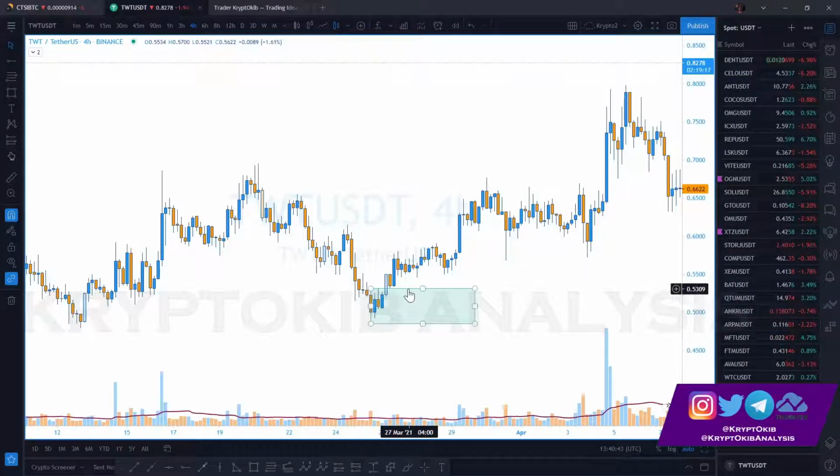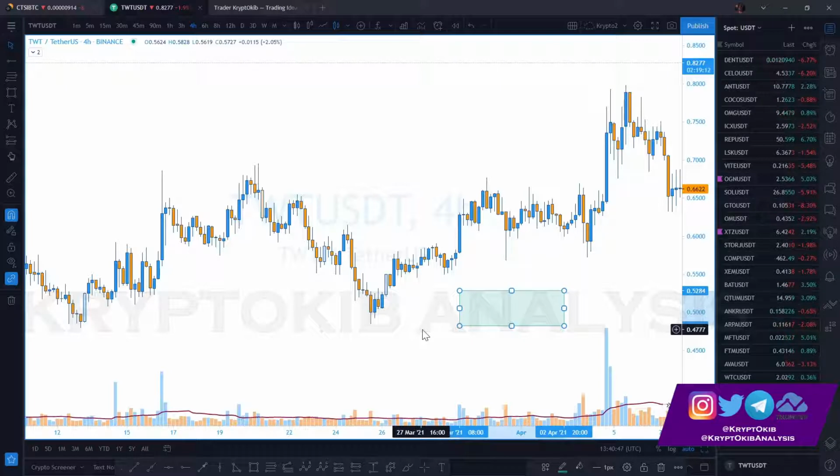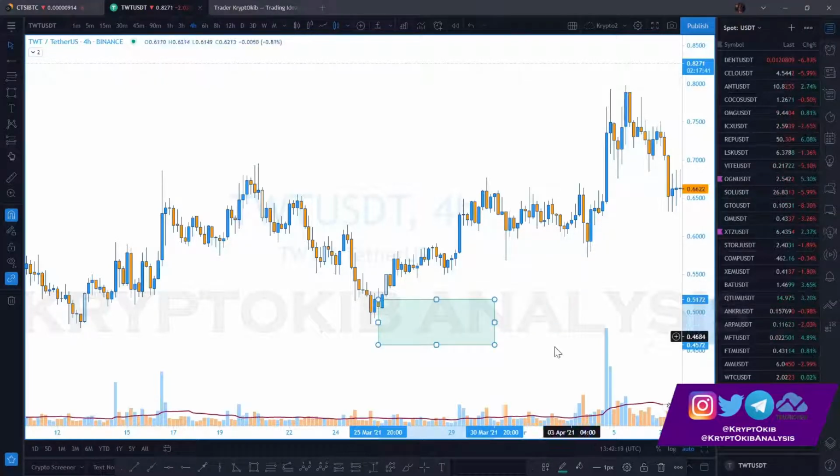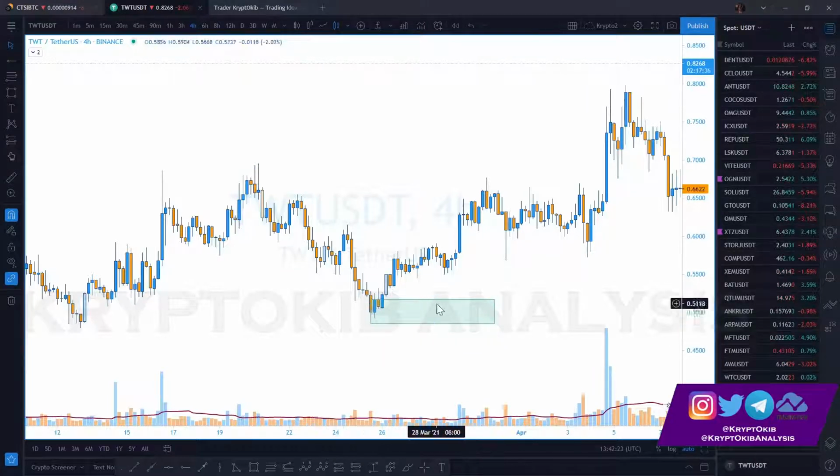Some other people will say draw from the last red candle before the upside movement, but draw from the open of that very last candle, which is here. This is the open. So you draw from the open of the candle till the low of the swing, like this. So this is the way I normally draw my own zones.